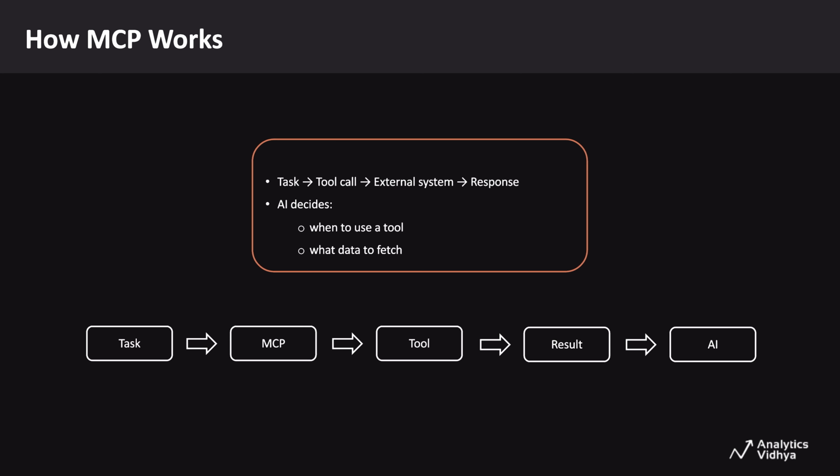Here is how the process works. You give a task, Co-work decides whether it needs external data or tools. If yes, it makes a tool call through the MCP. The tool responds and Co-work continues execution. So, the AI is not just responding, it is actively deciding when and how to use tools.